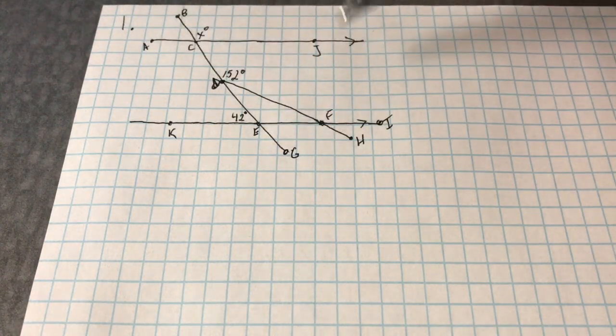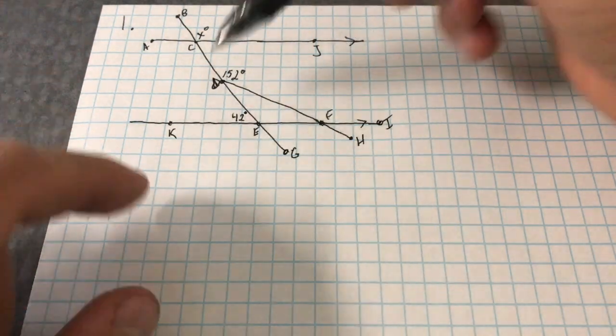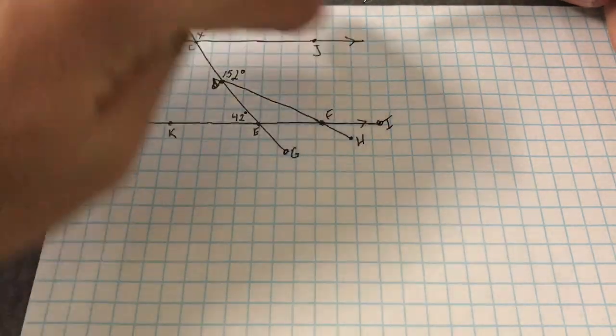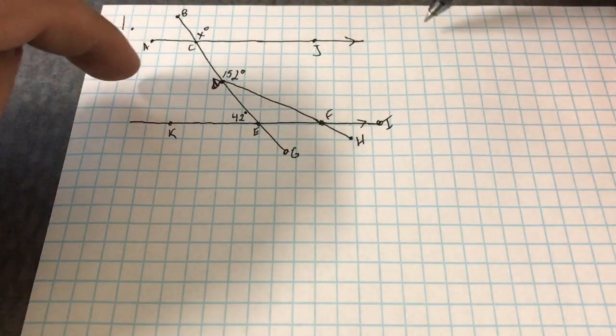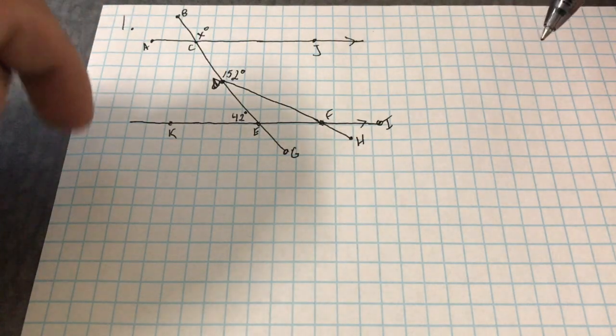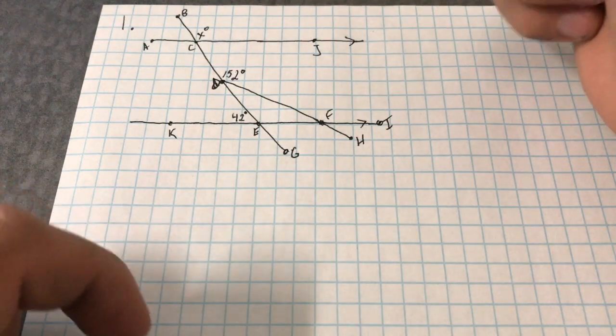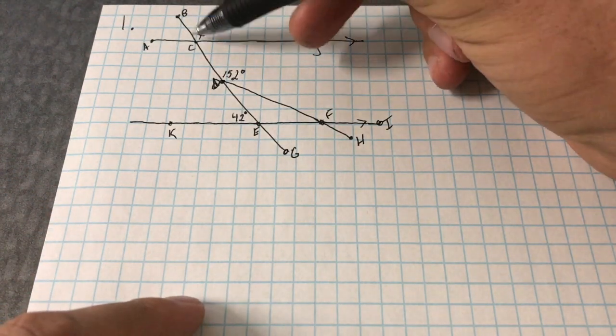I want you to take this picture. I want you to just pause the video. I want you to draw it. This is a letter D right here. You pause it, draw it, fill in all the angles, and write down on the side why you said them. I'm going to go over it. Go. All right, so first, I want to figure out X.